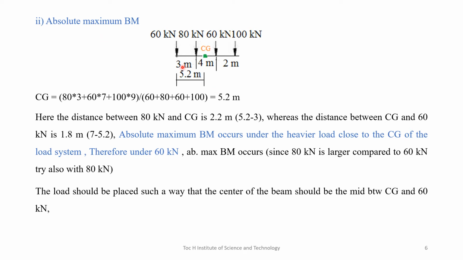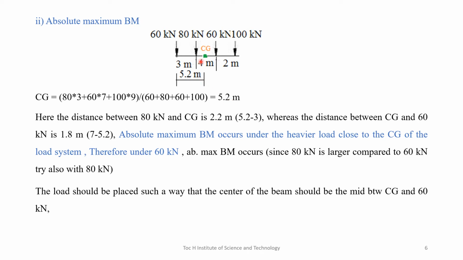Okay, here you can see the load system. The loads are 60 kilonewton, 80 kilonewton, 60 kilonewton and 100 kilonewton. Now we have to locate the center of gravity of this load system. For that, take the moments of each load, that divided by the total load will give the center of gravity, and that is obtained as 5.2 meters.